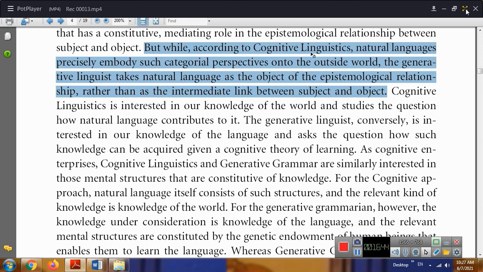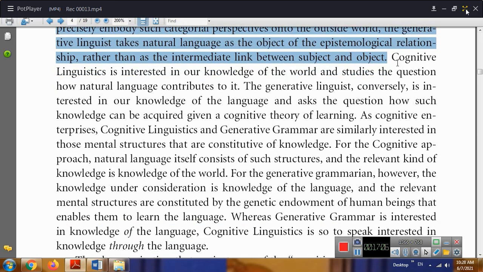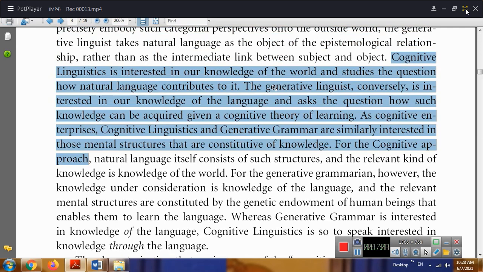Cognitive linguistics considers natural languages to precisely embody such a categorical perspective onto the outside world. Generative linguists take natural language as the object of the epistemological relationship rather than as the intermediate link between subject and object. Cognitive linguistics is interested in our knowledge of the world and studies the question of how natural language contributes to it.